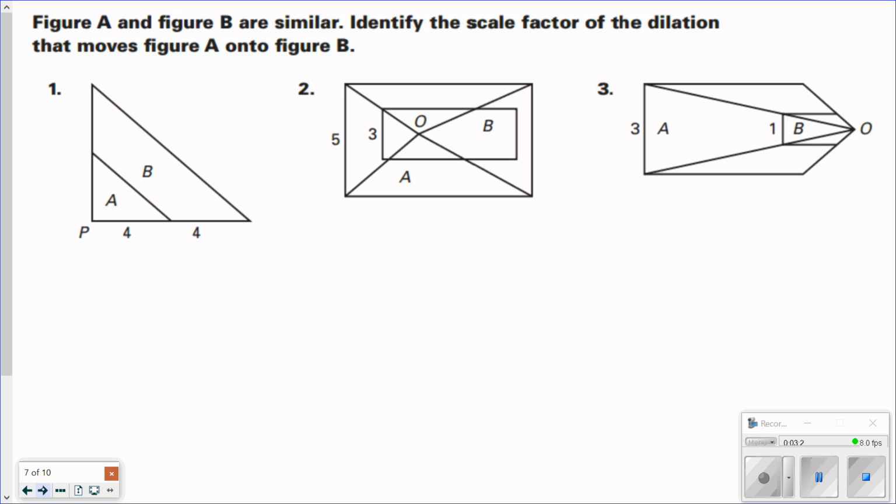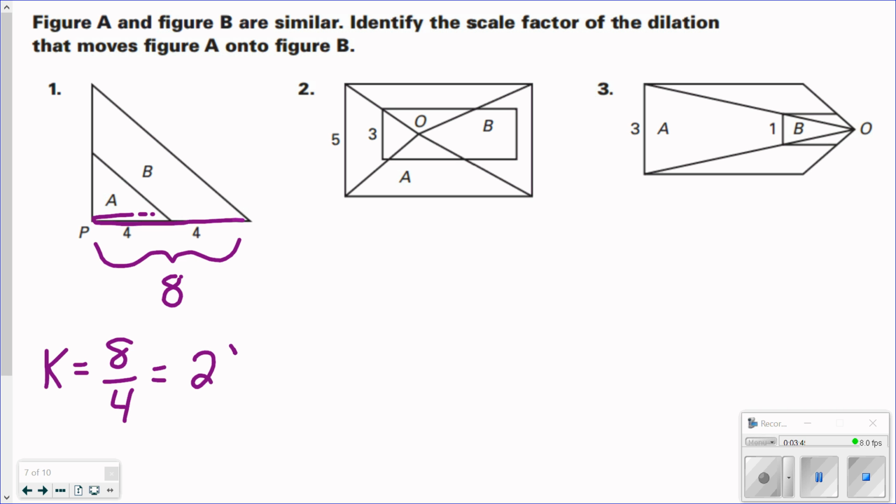So if A is getting bigger to become figure B, we know our scale factor needs to be greater than 1. So I'm going to start with what the side length of B is. Well, I just need to add up 4 and 4. That is 8. So my K scale factor is going to be 8, which is the long side, divided by the small side of my little triangle, which is 4. And I end up getting that this is a scale factor of 2.